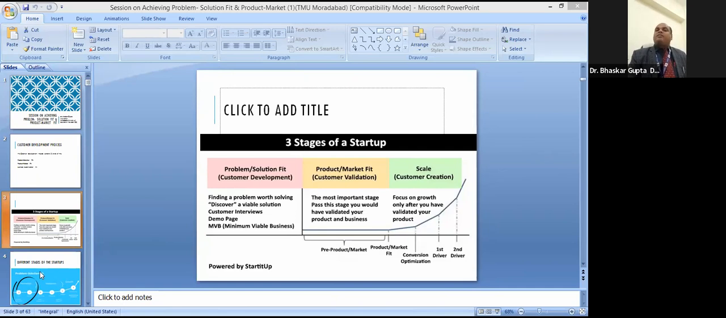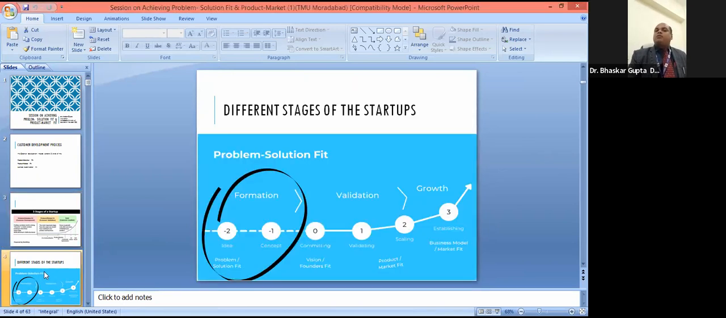Next, if you look at the different stages of startups, next slide please, Dr. Bhaskar. Problem solution fit starts with the formation. Formation means your idea generation, your concept. You have to be ready with your technology concept, and generate your idea based on the problem statement. Once you have talked to the customer and based on the feedback, you are going to create the problem statement. Now that problem statement has to be solved by ideation technique, where ideation refers to idea generation, and ideation can be performed in a number of ways. There are plenty of techniques existing around us, which I will be discussing later in the session.